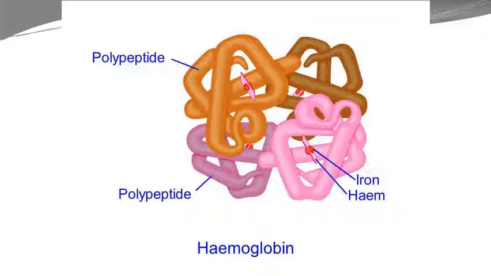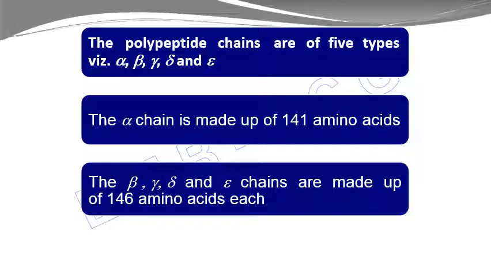Now, the polypeptide chains which we have in hemoglobin are basically 5 kinds. We have alpha, beta, gamma, delta, and epsilon. In total, there can be 5 kinds of polypeptide chain. The alpha chain is made up of 141 amino acids. The rest, beta, gamma, delta, and epsilon chains, are made up of 146 amino acids. So you can see here there is a big difference among the polypeptide chains. The alpha chain will have fewer amino acids compared to the other chains.